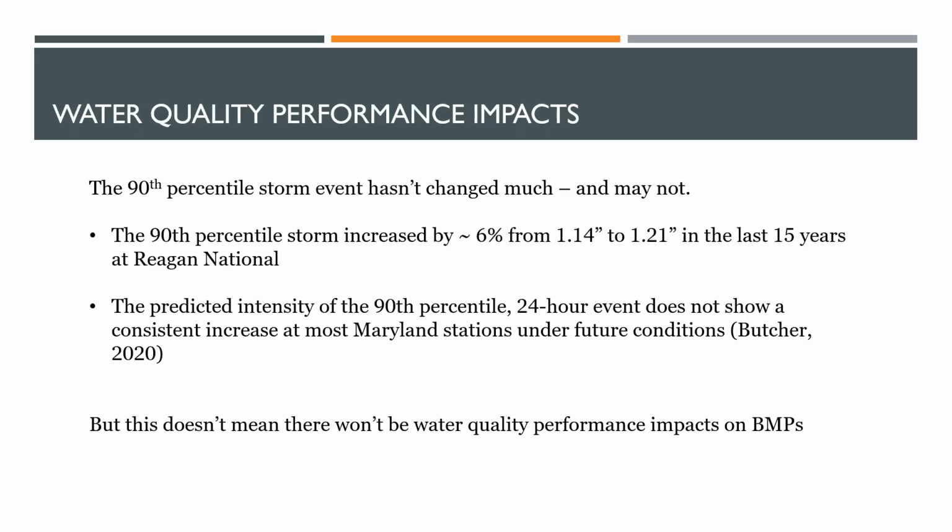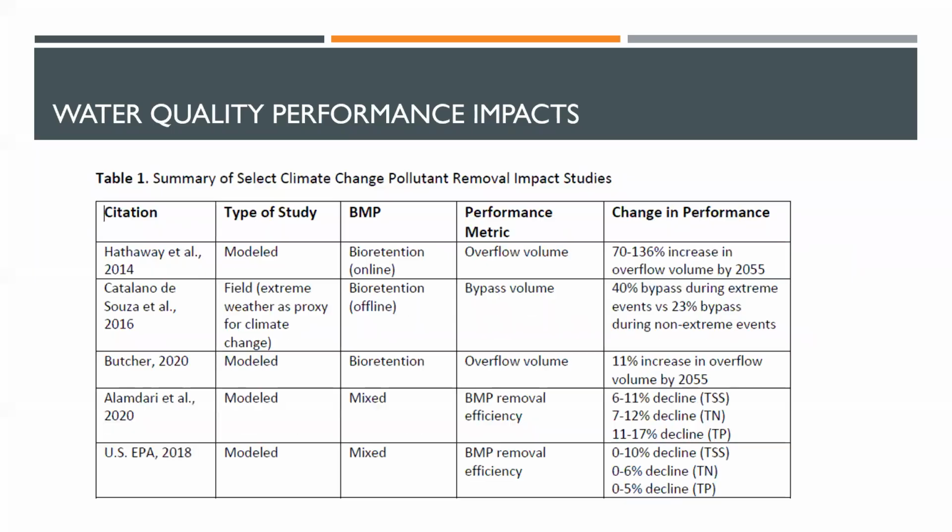Some work by John Butcher last year found basically the same, looking across sites in Maryland. The predicted intensity of that 90th percentile event isn't consistent across most of the state of Maryland. So, again, we're not seeing much change there. But that doesn't mean that there won't be water quality performance impacts on BMPs, because a lot of that additional volume is coming in those larger, more intense storm events. So basically a lot of the additional flow or the additional loads are going to be untreated. They're going to be going around our BMPs as they're currently designed.